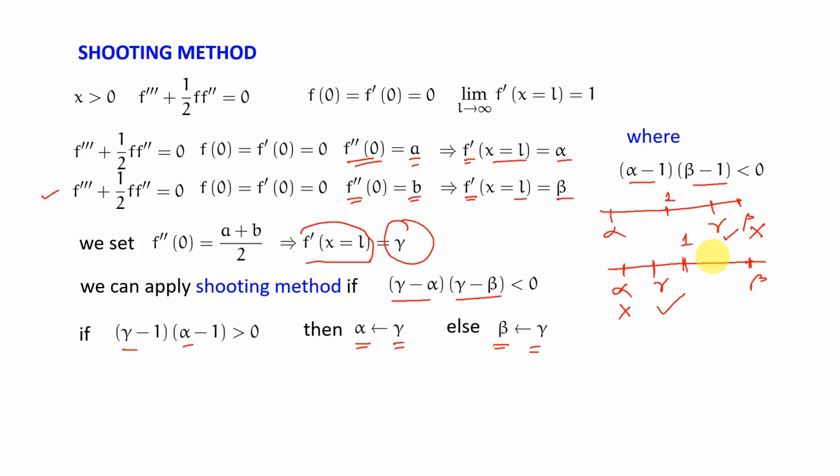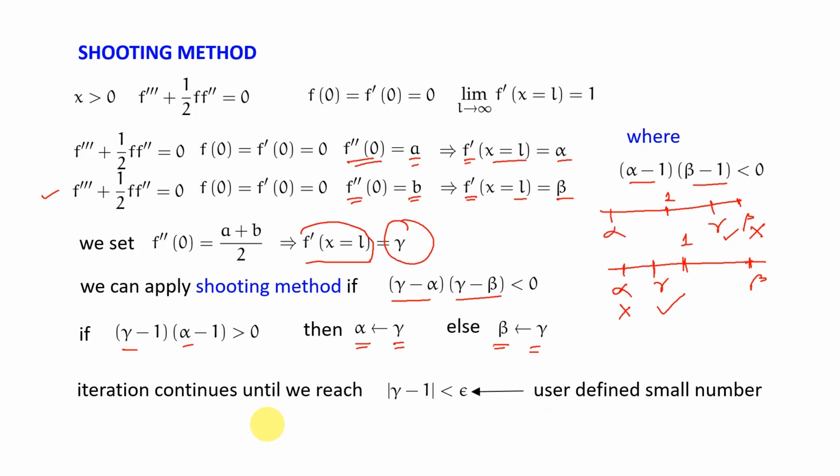This is exactly what we did in the bisection method. We'll continue our iteration until our gamma comes very close to 1. That means we can set our stopping criterion as the absolute value of gamma minus 1 being less than some small user-defined epsilon.